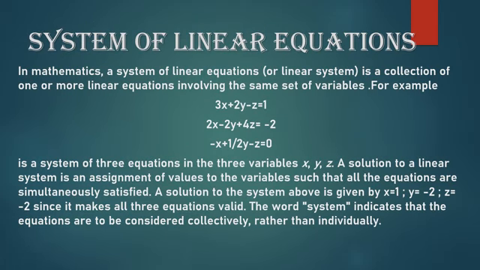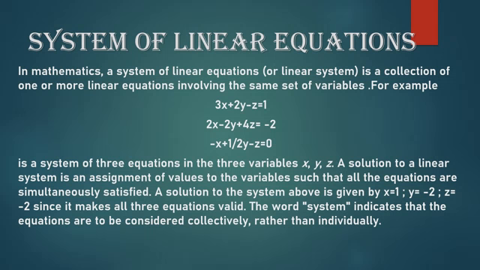Let's know about system of linear equations. In mathematics, a system of linear equations or a linear system is a collection of one or more linear equations involving the same set of variables. For example, 3x + 2y - z = 1, 2x - 2y + 4z = -2, -x + 1/2y - z = 0 is a system of three equations in the three variables x, y, z. A solution to a linear system is an assignment of values to the variables such that all the equations are simultaneously satisfied.